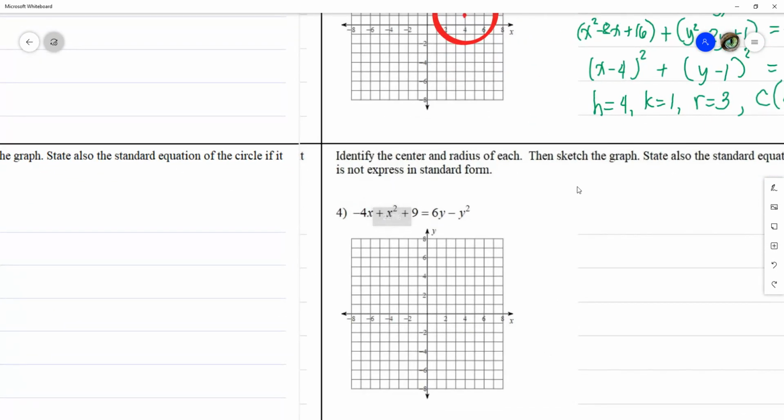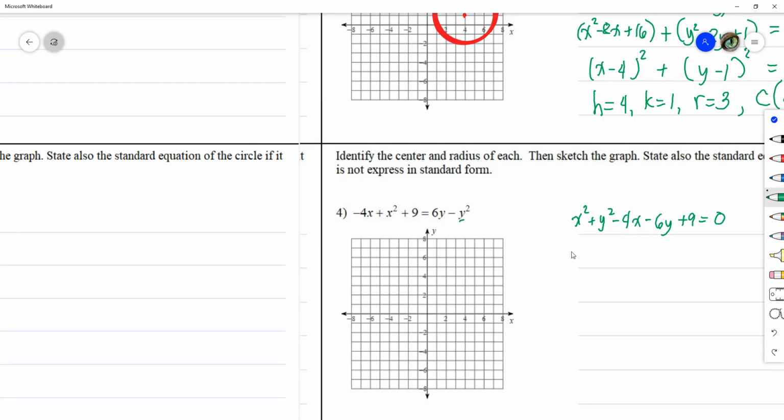Okay. Again, as we can see here, it's not expressed in standard form. So we have x squared plus y squared, because here we have to add y squared to both sides, minus 4x, then minus 6y plus 9 equals 0.